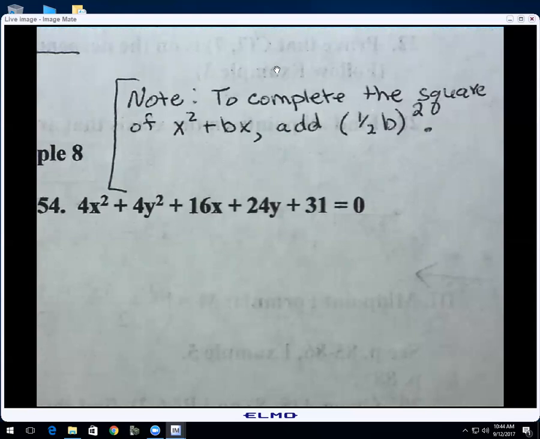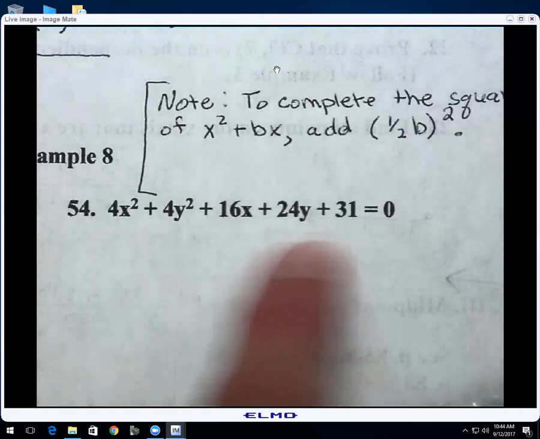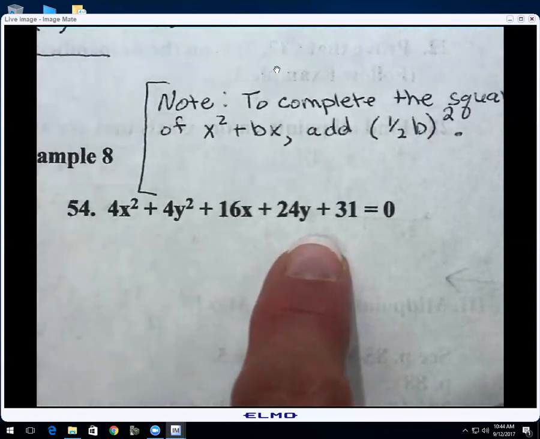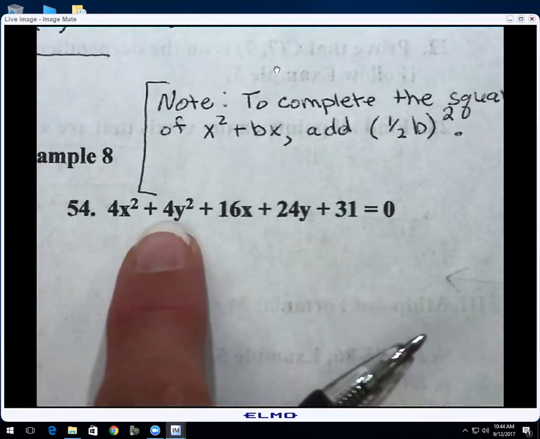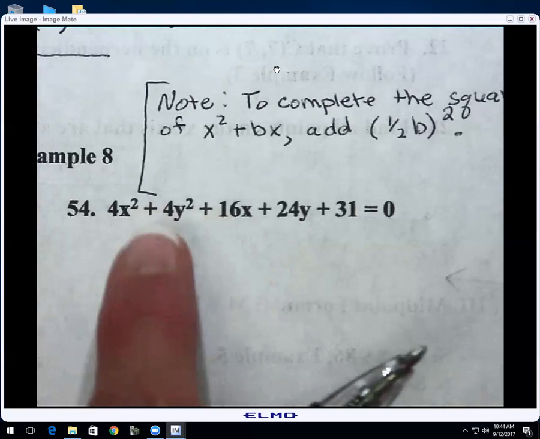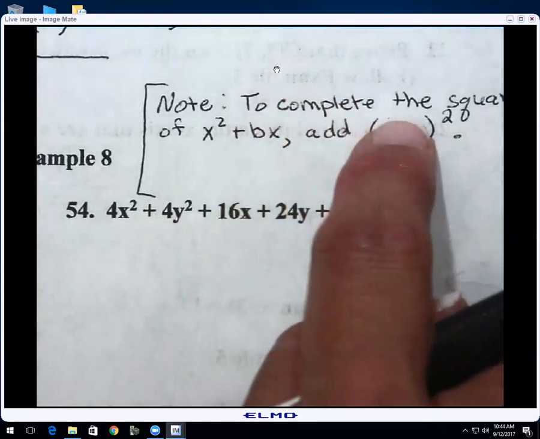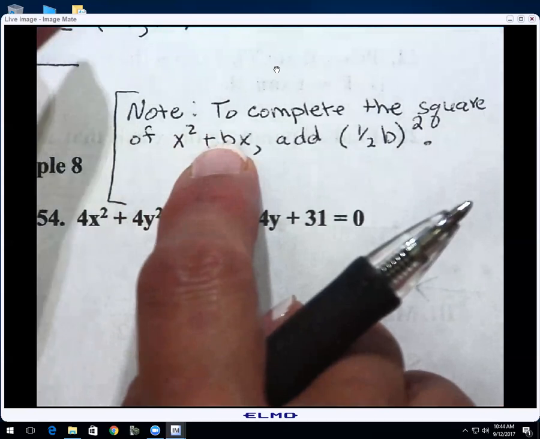Complete the square of x squared plus bx, add half of b squared. Number 54, that's called general form of a circle. I can still tell it's probably a circle because the x and the y are both squared with the same positive coefficient. Other than that, I can't tell you anything about the circle because it's not in center radius form. Yet in general form, getting to center radius form takes this trick called completing the square. And to complete the square of x squared plus bx, you just take half of b and square it.